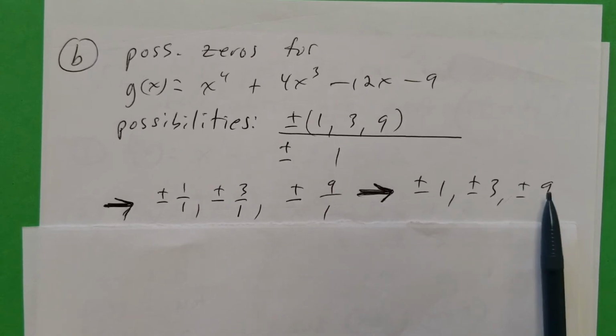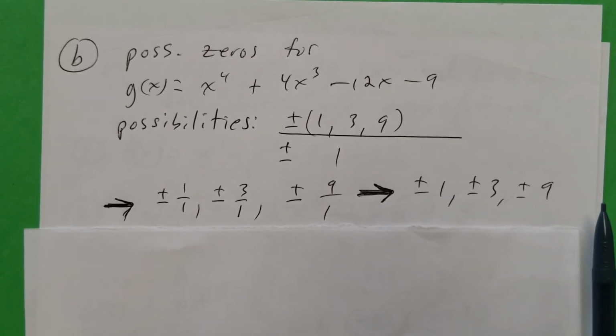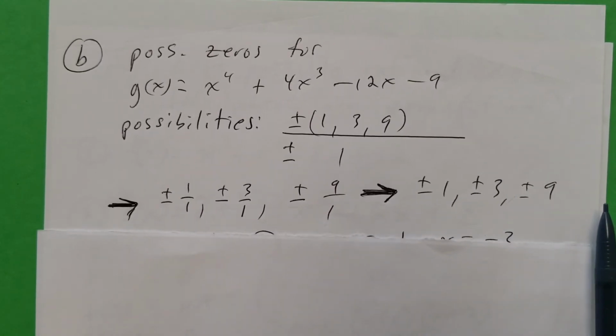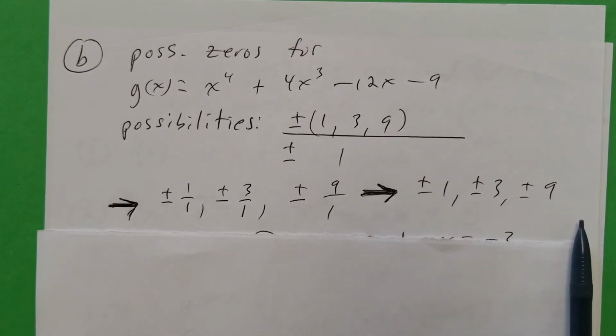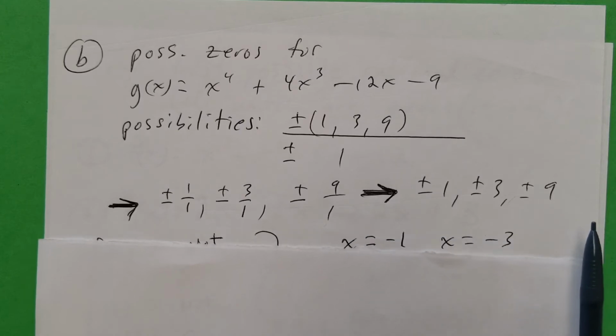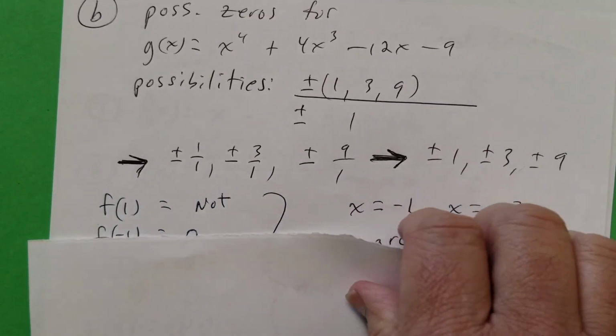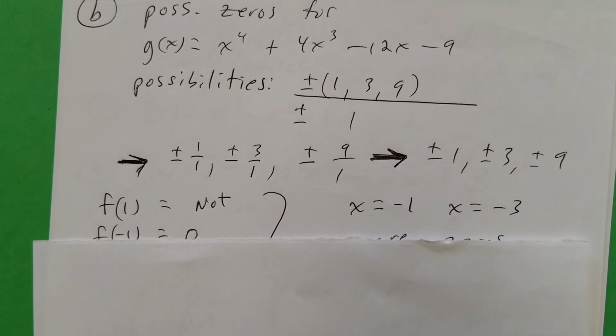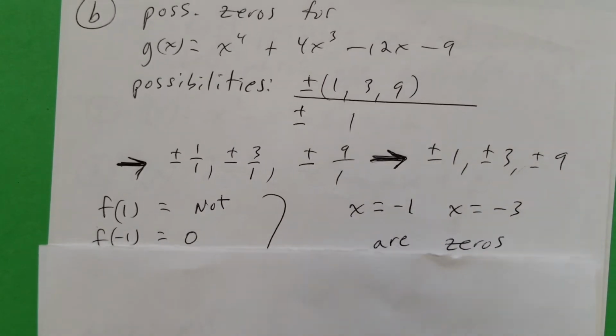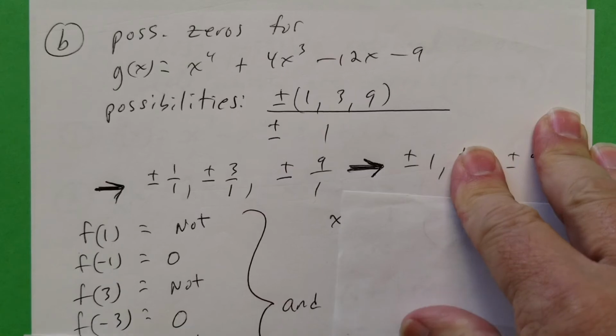Which one of them work? Out of these 6 possibilities, which ones are real zeros? And which ones don't work? So we have to plug all of them in. All 6 of them? Yes. Well, I did them for you. So here is what I got.